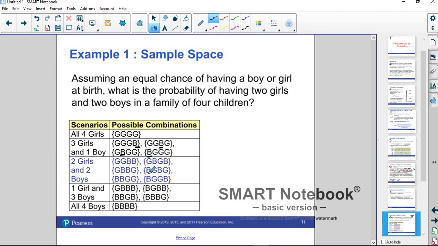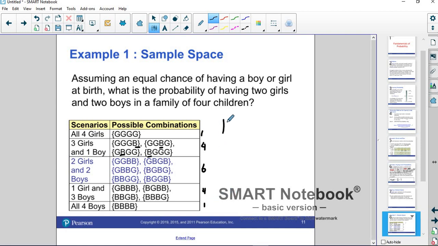But anyway, there are 6 of those. There's 1 girl and 3 boys. There's 4 of those. And then to have all 4 boys, there's only 1 way as well. So there's 1 way to have all 4 girls. There's 4 ways to have 3 girls and a boy. There's 6 ways to have 2 girls and 2 boys. There's 4 ways to have 1 girl and 3 boys, and there's only 1 way to have all 4 boys in a family of 4 children.